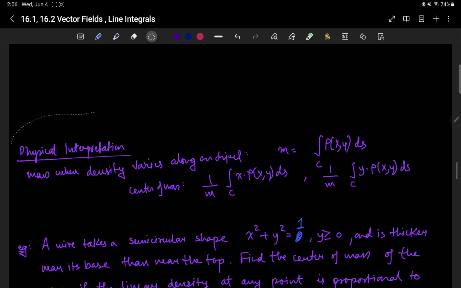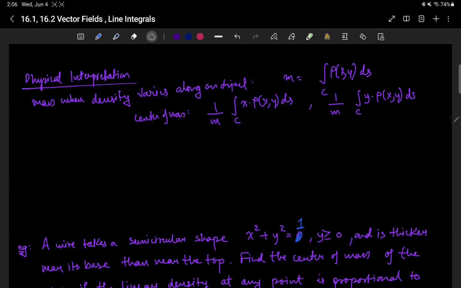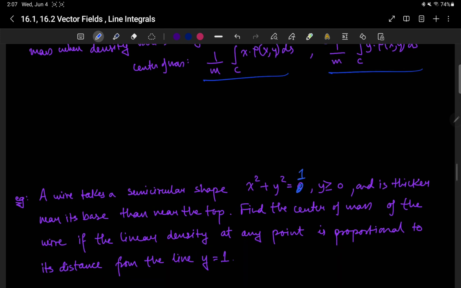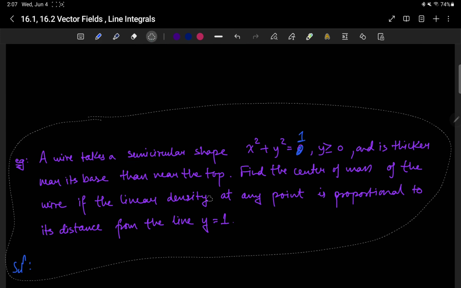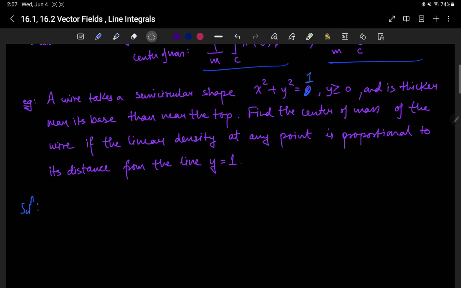Let's look at a problem where we can assign a physical interpretation to this. As I mentioned earlier, mass when density varies along an object, right? The mass, in general, if you integrate the density function, you will get the mass. If you then do this, we get the center of mass, the x and the y value, which you've seen before. And the line integral can be thought of as an object that has varying density and a shape that's not a straight line, and we're trying to find its mass.